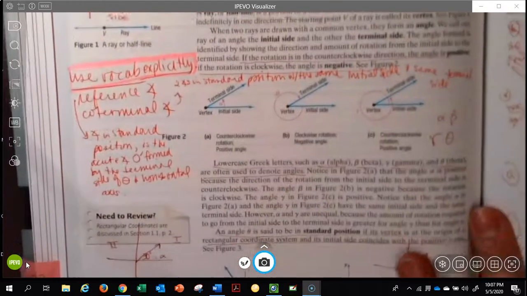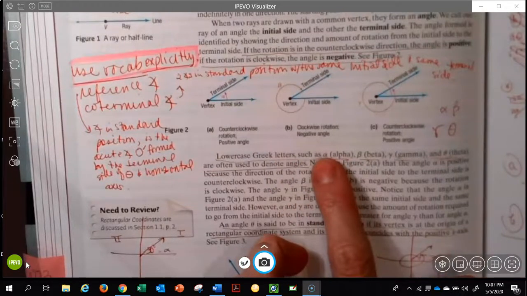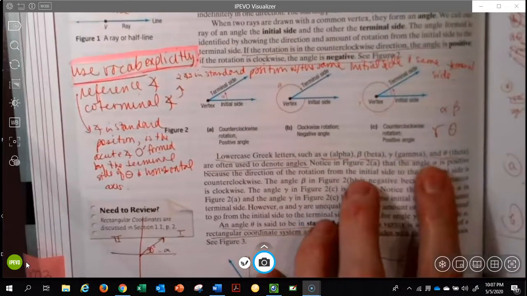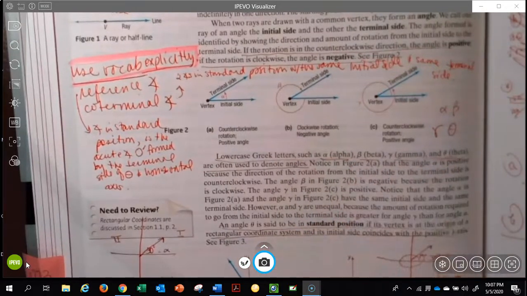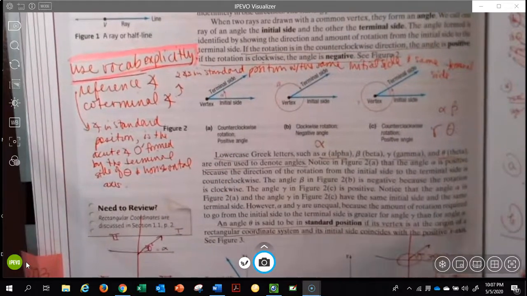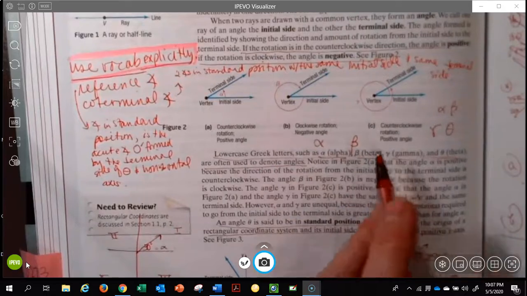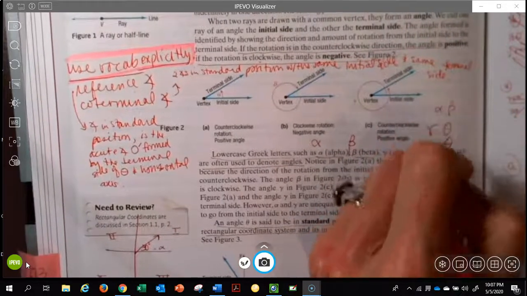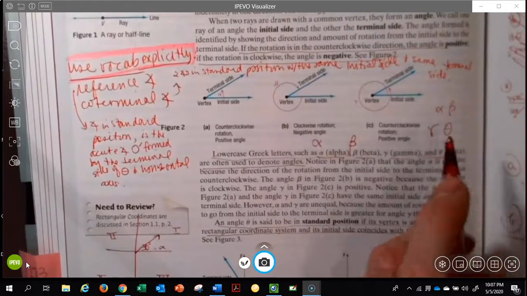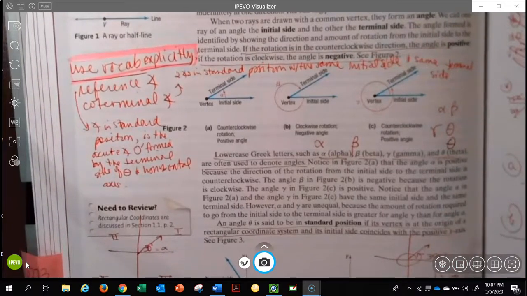Another thing it's telling us is that we are going to use some Greek letters, like this alpha, a beta, a gamma, and a theta. We will use alpha a bunch, and you just write it like a little fish. We'll use beta, which looks like a bee with a tail. We don't use gamma as much, but we do use theta, which is like a circle with a little thing in it. And we often use those to denote our angles.